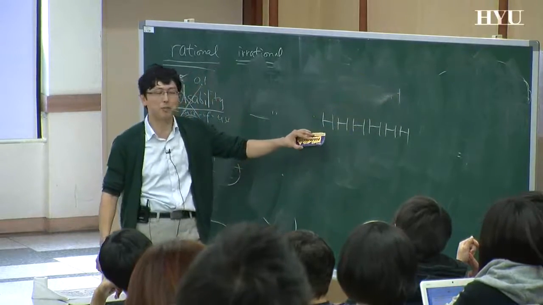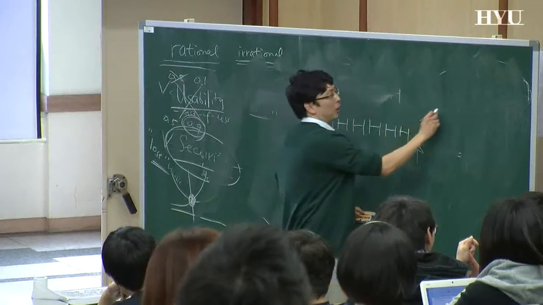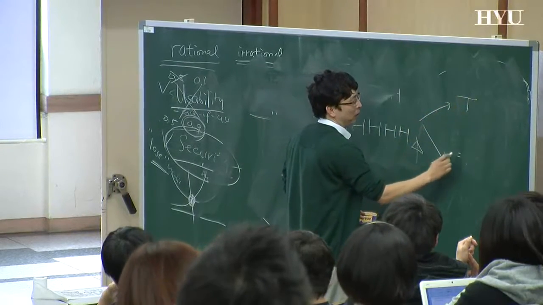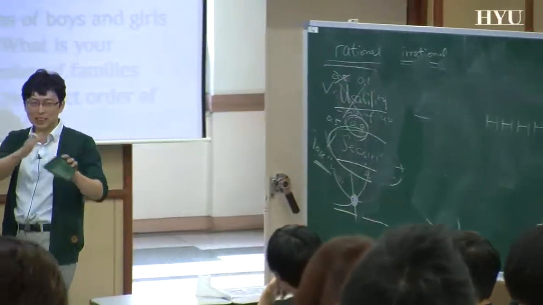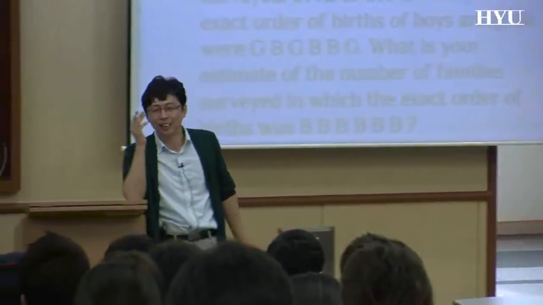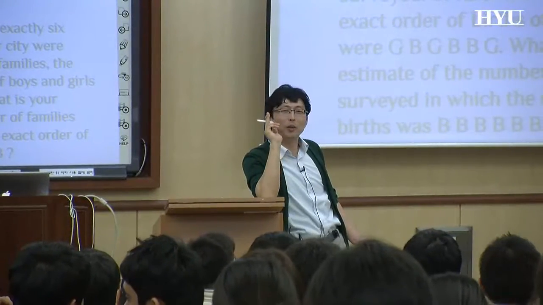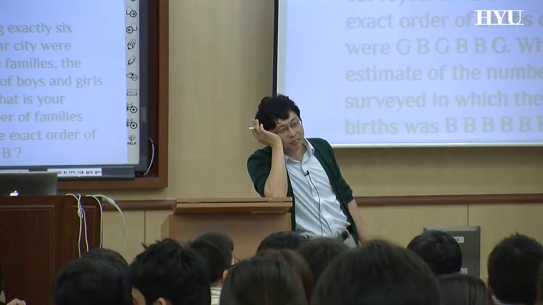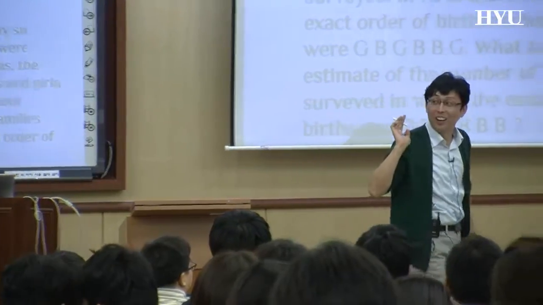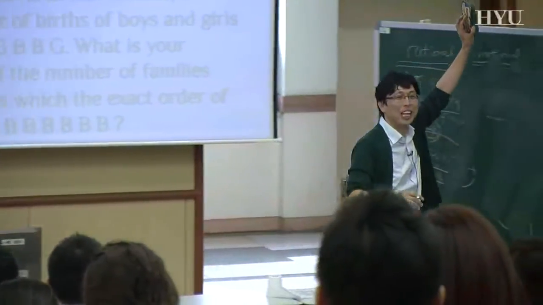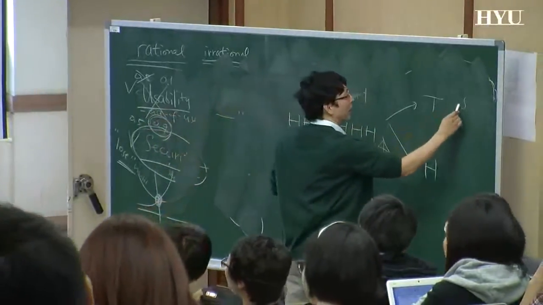You have 6 times head. Now it's your turn. Do you want to bet on the tail or bet on the head? You saw 6 heads in a row. So now it's the 7th trial. Do you want to go for a tail or a head? Head? How many people go for the tail? Oh, no one. Oh, 1, 2, 3, 4, 5. Okay. Head.